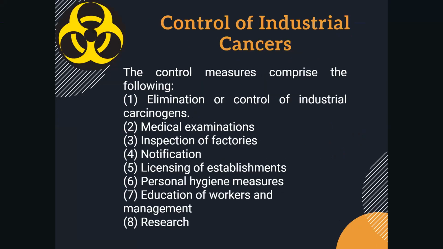Control of industrial cancers. The control measures comprise the following. Number 1, elimination or control of industrial carcinogens. Number 2, medical examinations. Number 3, inspection of factories. Number 4, notification. Number 5, licensing of establishments. Number 6, personal hygiene measures. Number 7, education of workers and management. And number 8, research.